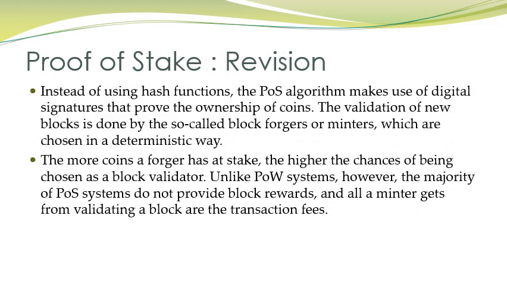Then proof of stake we have also studied, so we will take a short revision. In proof of work, we know that the miners have to find a hash value that is less than the difficulty target, and for finding the hash value they have to solve the mathematical puzzle. Instead of using hash functions, the proof of stake algorithm makes use of digital signatures that prove the ownership of coins, and the validation of new blocks is done by so-called forgers or validators, which are chosen in a deterministic way.